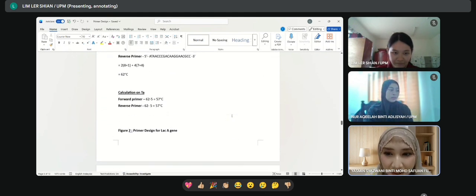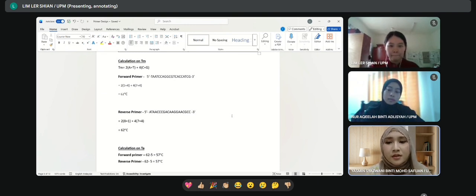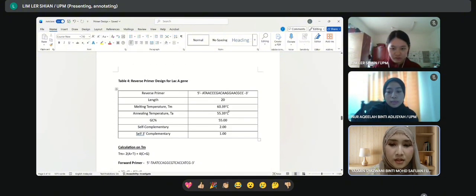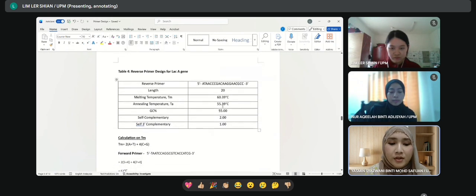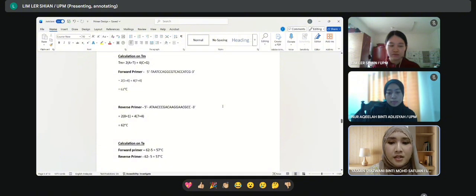The calculation. Okay, so this one is the calculation of the melting temperature. As you can see from the table, the calculation is a bit different because for the Tm value in the table, we used computer software that applies more accurate methods, taking into account factors such as salt concentration, magnesium ion, primer length, and base pair interaction. The manual formula that I use in this slide is only a simple estimate, does not include these variables, and gives a slightly higher value.